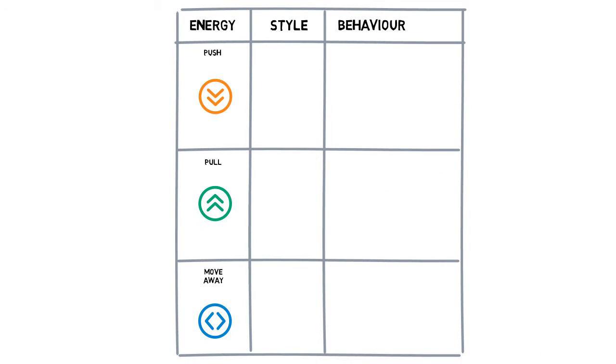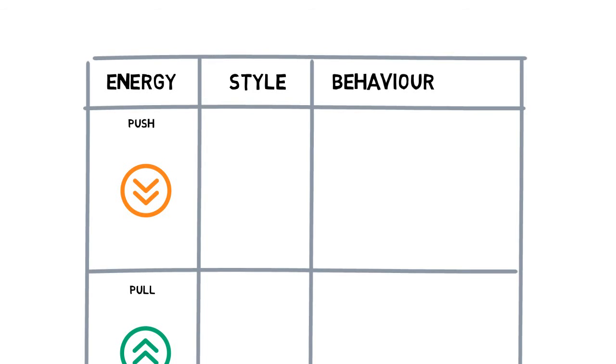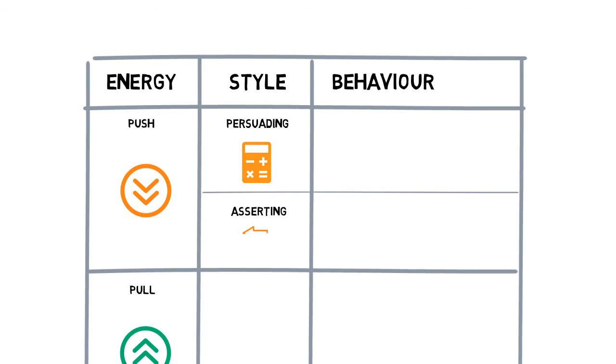Within push energy, there are 2 influence styles: persuading and asserting. The persuading style is all about logic, data, and rationale. Persuading works best when you and the person you are influencing are willing to let facts determine the best course of action. When you use persuading well, you encourage others to analyse the information that's available and to think logically about a solution.